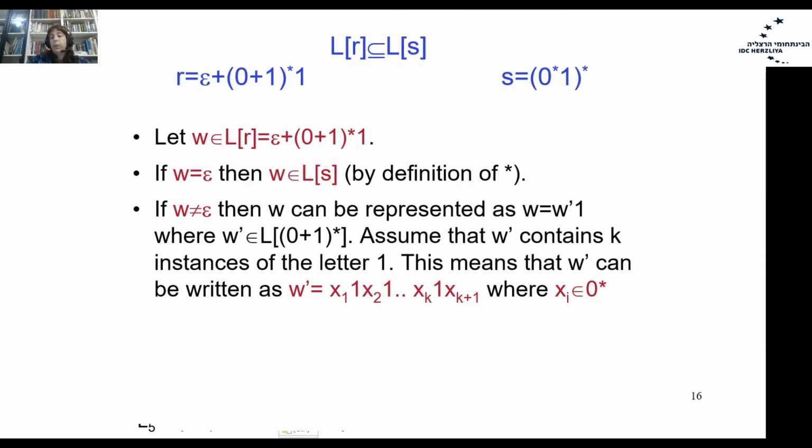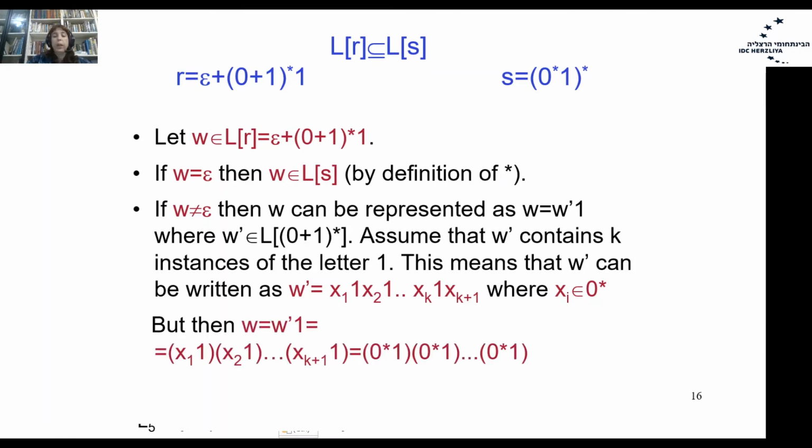But if W-cap can be rewritten in this way, I can claim that the original word W, which is W-cap concatenated with 1, can be rewritten as a set of zeros 1, concatenated with a set of zeros 1, concatenated with a set of zeros 1, and I can do it K plus 1 times. And the meaning of what is written here is that W belongs to (0*1)*. The W belongs to the regular expression (0*1)*.